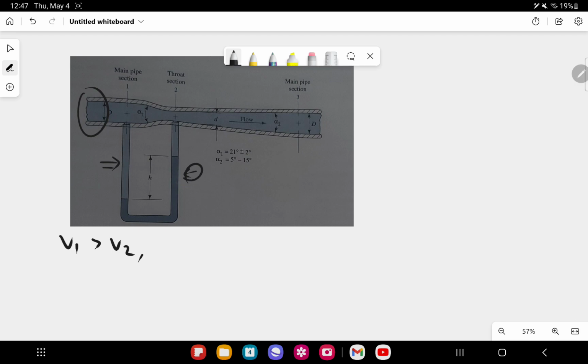And as I am sure all of you know, if the velocity of the fluid increases, then the pressure of the fluid decreases, since it is an incompressible fluid. So P1 is greater than P2, and A1 is greater than A2, and hence D is greater than the lowercase d.